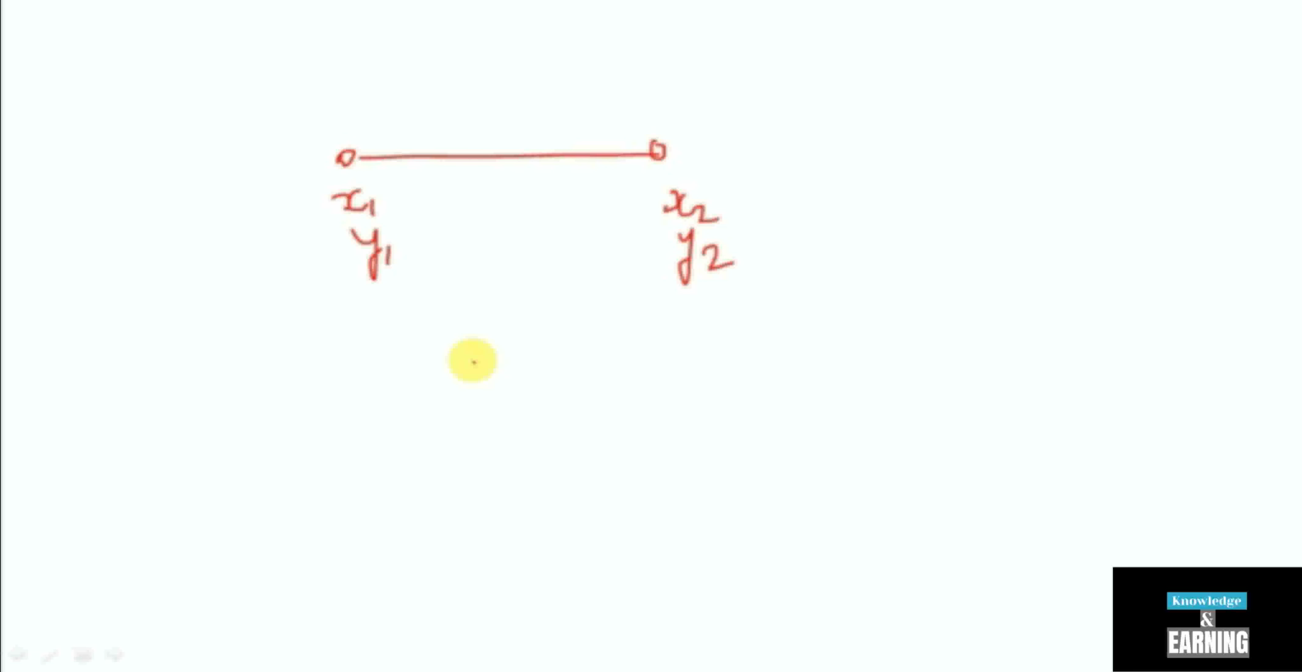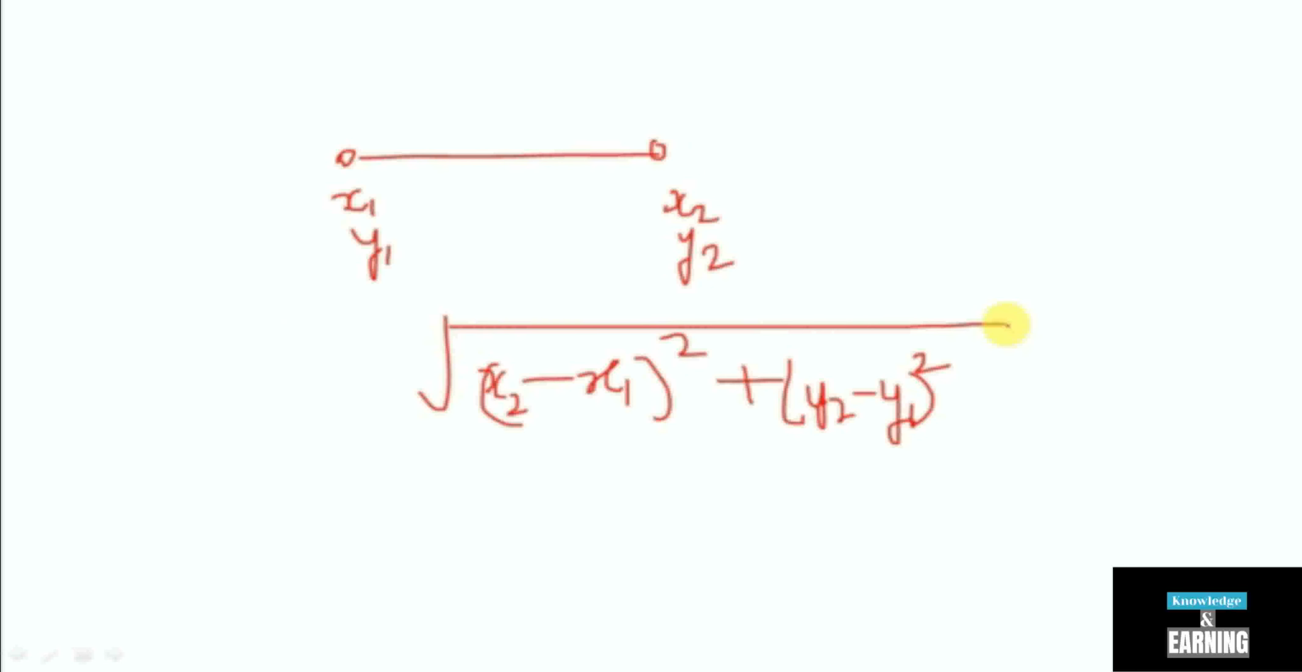So I will be using the distance calculation formula, which is like this: x2 minus x1 whole square, and add y2 minus y1 whole square. And in the end, we have to calculate the square root of the whole expression. Whatever is the value is the whole distance between these two given points. So let's start with the flowchart now.